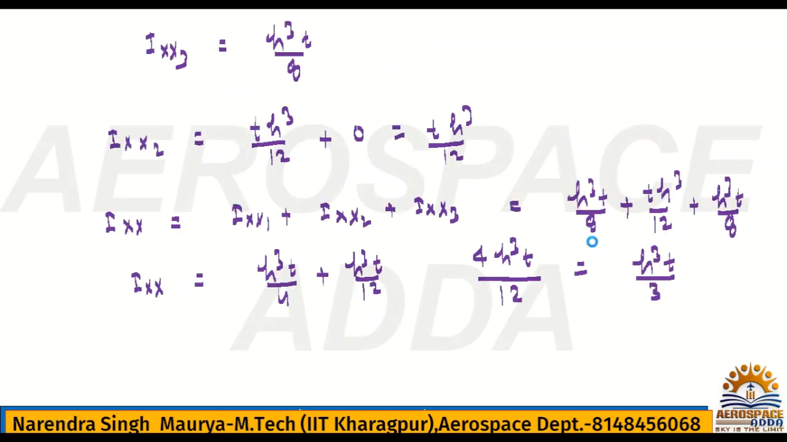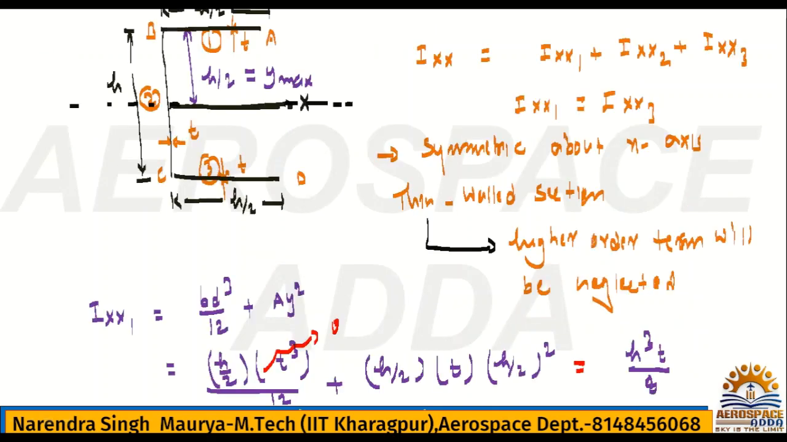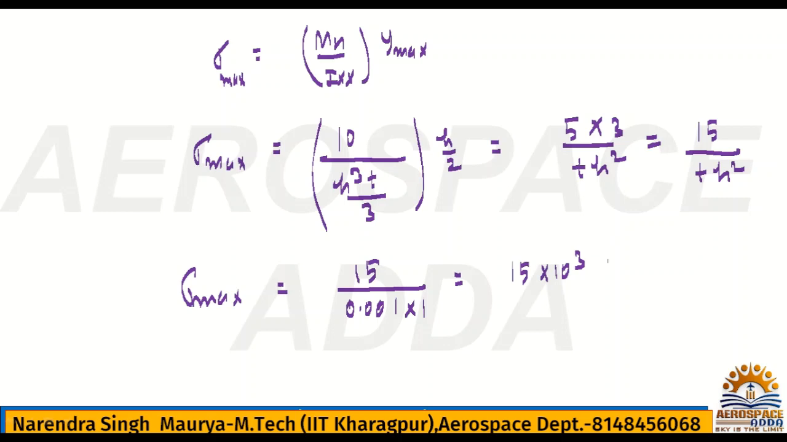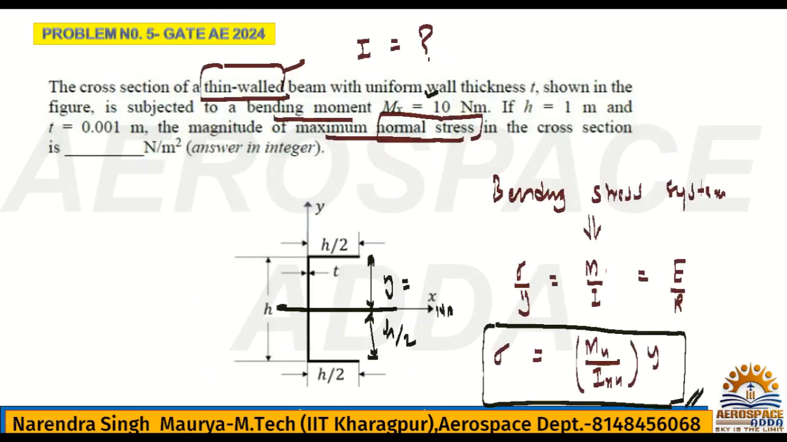What is the unit they asked? Newton per meter square. The answer is in integer, they are saying, so power will not be used. So use that integer value. What is that? It's 15,000 Newton per meter square. This is your answer. I hope this one is clear, because the problem is lengthy. No doubt it is for 2 marks, and here also I'm taking so much time to explain, but in the exam you can finish earlier. It depends only on your practice and your speed. Simple. So this is the answer for this problem.